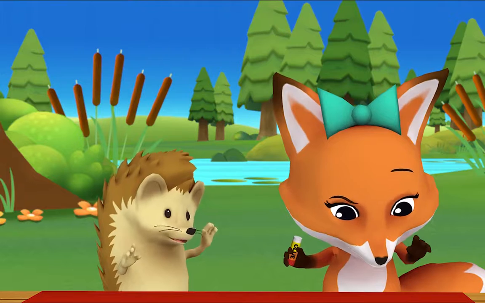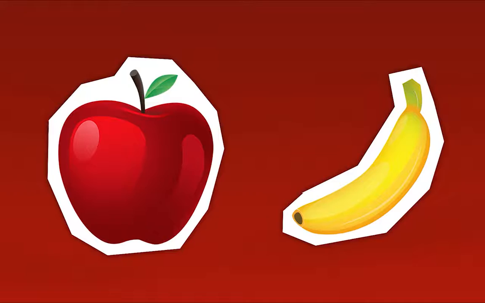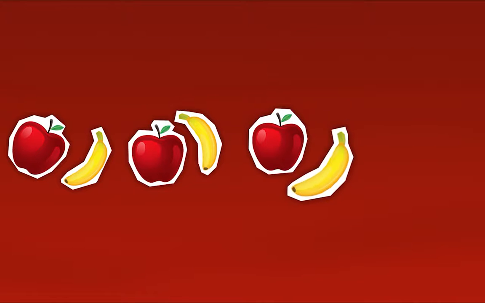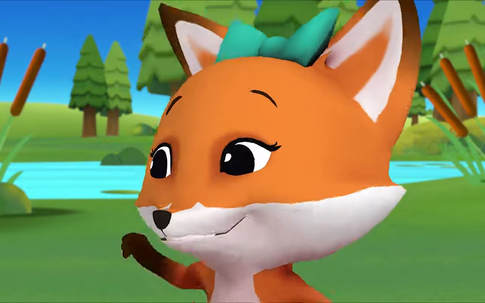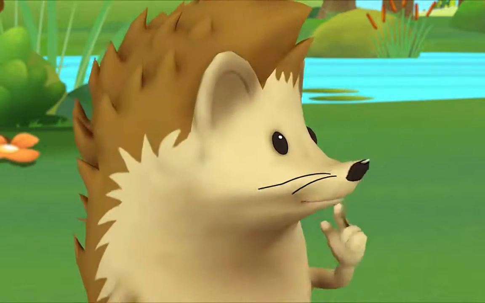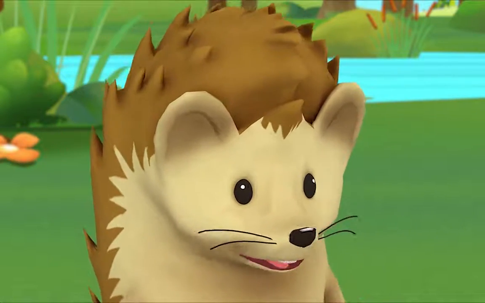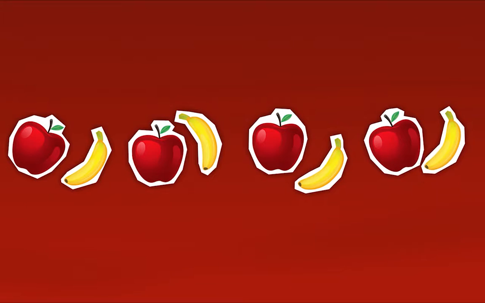Hi, Fox! What are you doing? I'm making patterns! Look! I'm making a design with apples and bananas. Apple, banana. Apple, banana. Apple, banana. Apple. What comes next? I'm not sure. A banana! Let's say the names of each thing together. Apple, banana. Apple, banana. Oh, I see the pattern. I hear it too. Apple, banana.